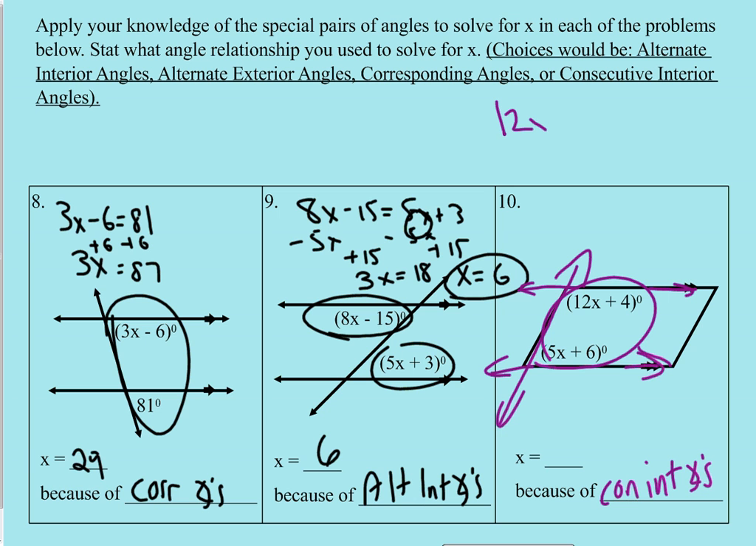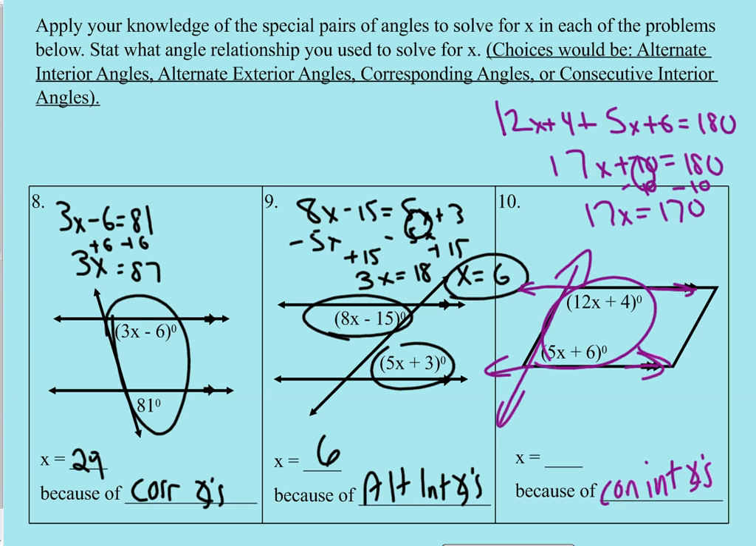So 12x plus 4 plus 5x plus 6 equals 180. So 17x plus 10 equals 180. 17x equals 170. Subtract 10, subtract 10. That becomes 0. X is going to be equal to 10. So that's my answer.